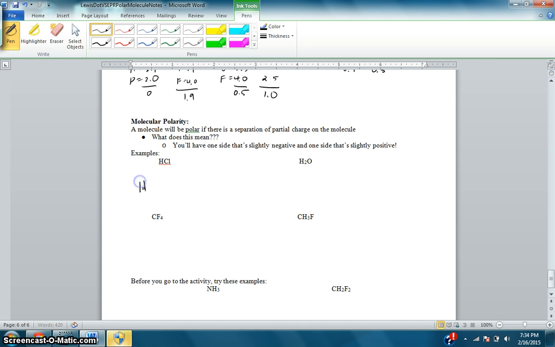So H is in column 1, it gets 1 dot. Cl is in column 7, he gets 7 dots. So in order to make the Cl octet happy, I can just share that electron between the H and the Cl.